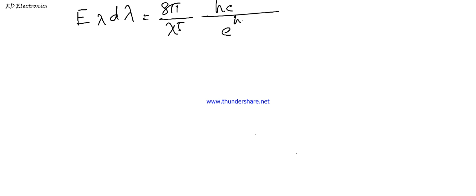Today we discuss the establishment of different laws like Wien's law, Rayleigh-Jeans law, Wien's displacement law, and Stefan-Boltzmann law from Planck's hypothesis, or Planck's radiation formula. In the last lecture we deduced Planck's radiation formula, expressed as E lambda d lambda equals 8 pi hc divided by lambda to the power 5, into 1 over e to the power hc by lambda kT minus 1, into d lambda. So this is our Planck's radiation formula.